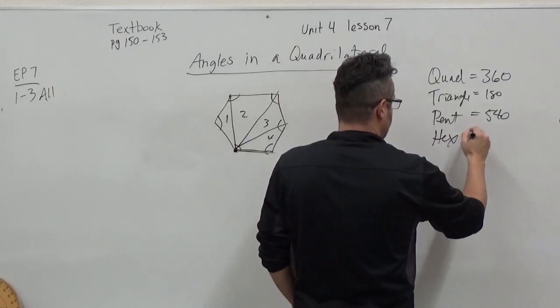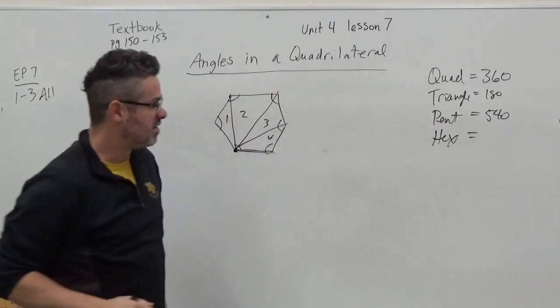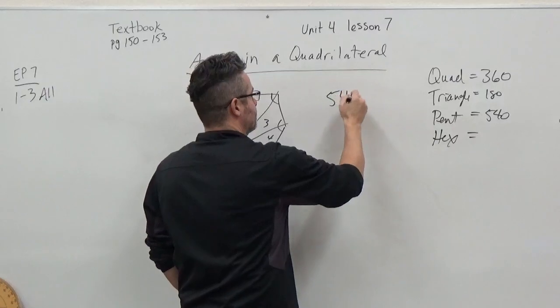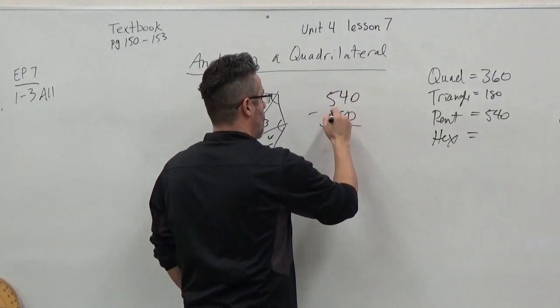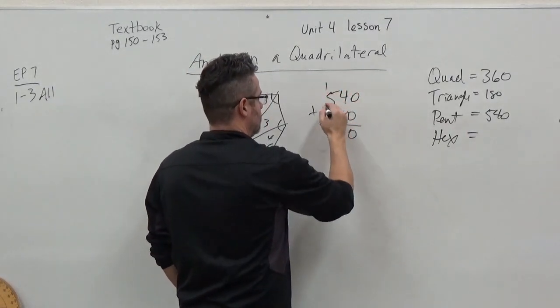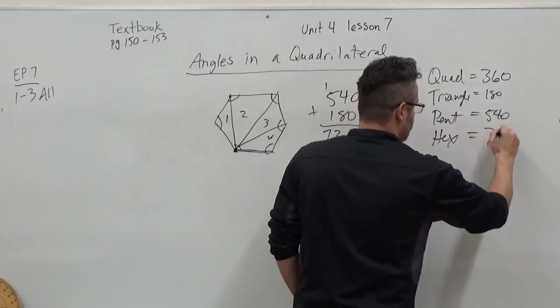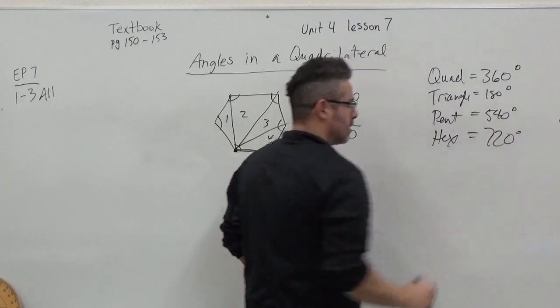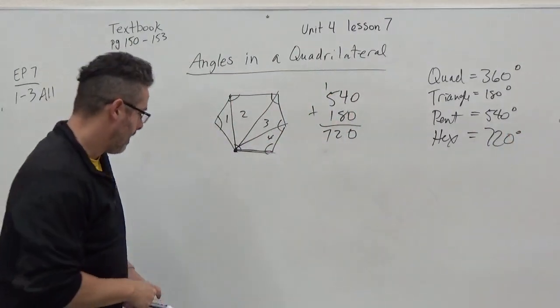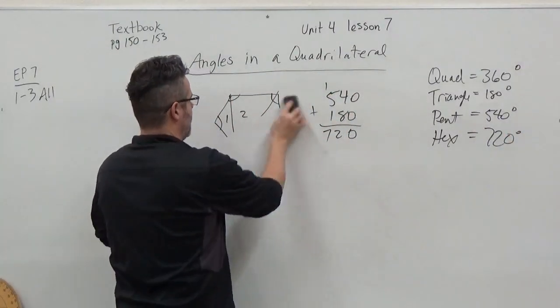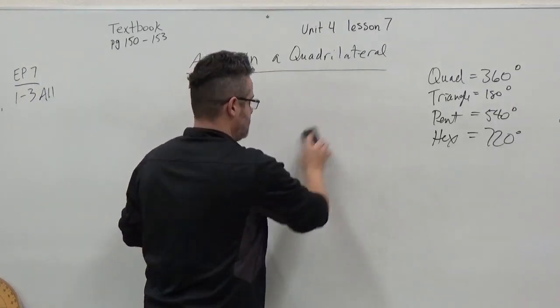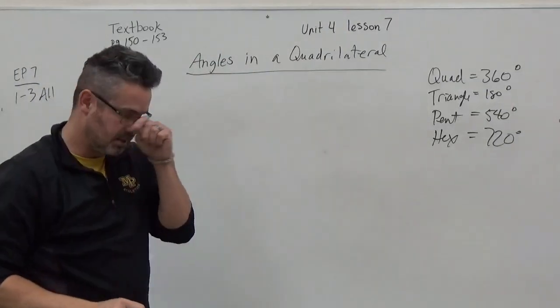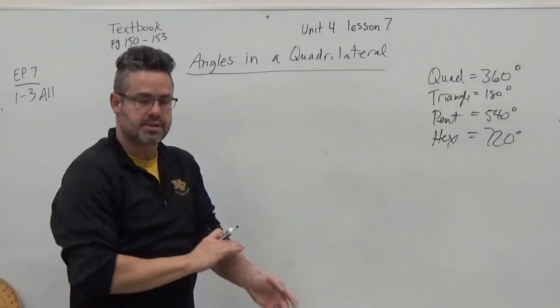So our hexagon, what's 540 plus another 180? 720. Okay, so we can see the relationship here between a triangle and its interior angles and other shapes.